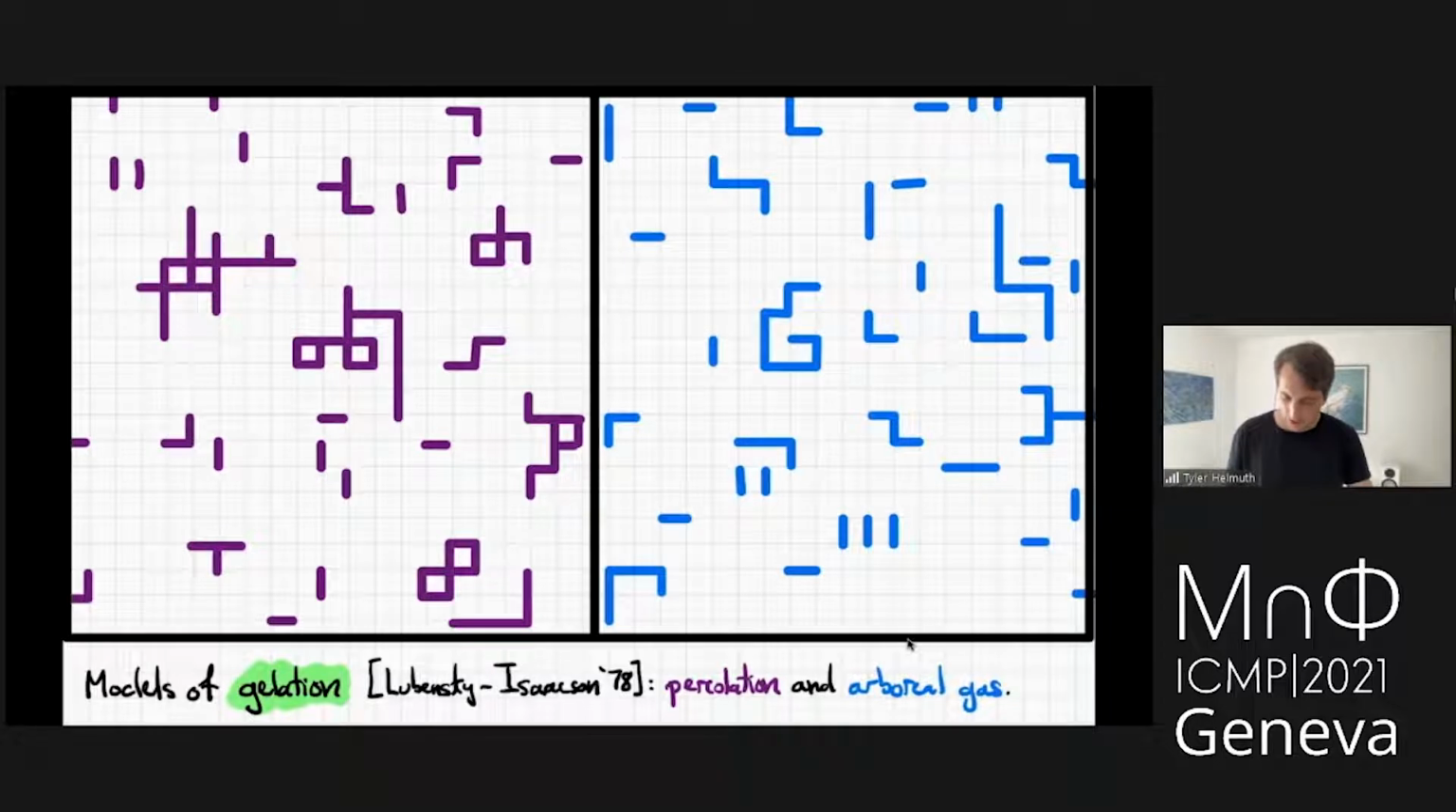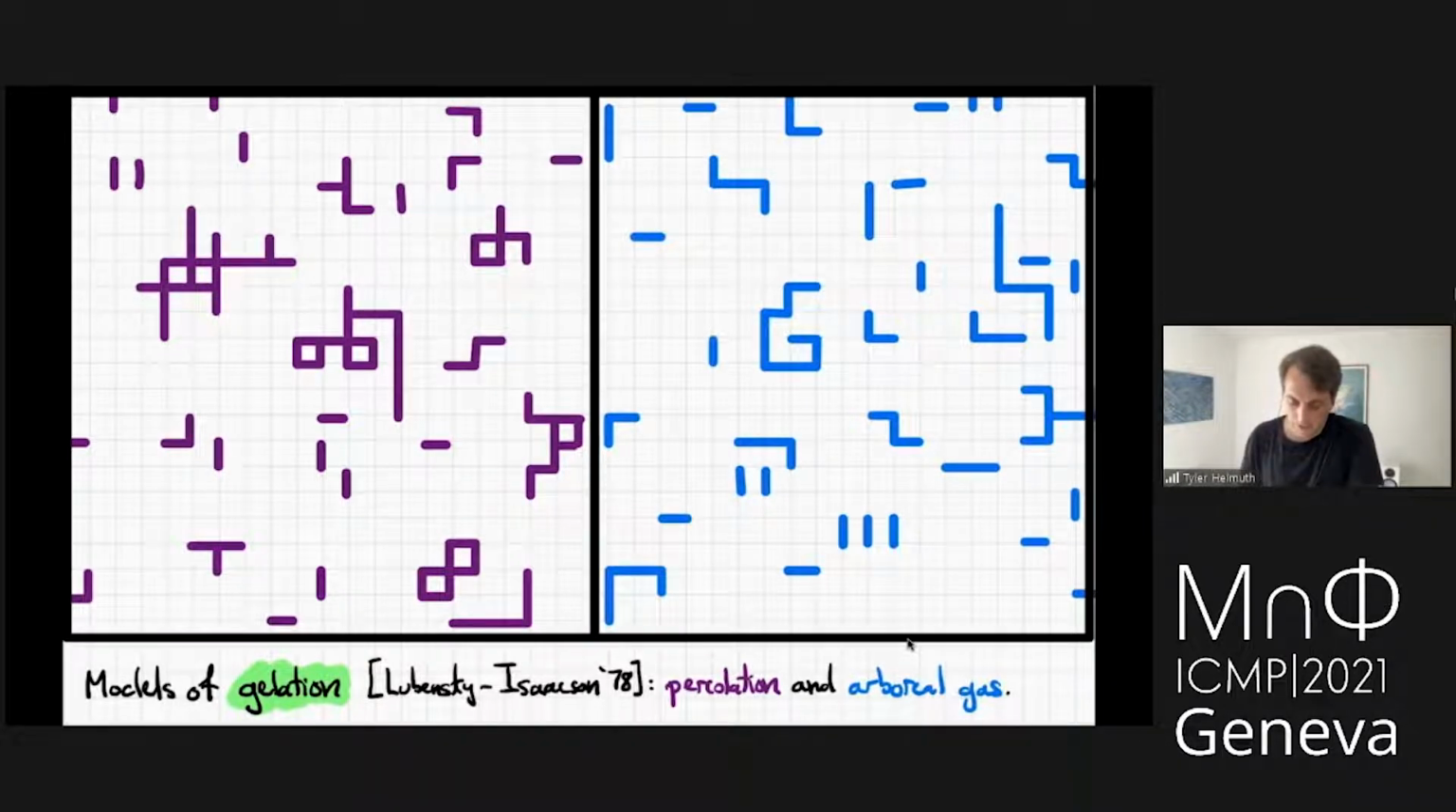So here's the two pictures side by side, and what's one possible motivation for introducing this constraint? Well, one motivation comes a long time ago from Lubensky and Isaacson in the late 70s, and they discussed these two models as being different models for a gelation transition for systems of polymers in some solution.